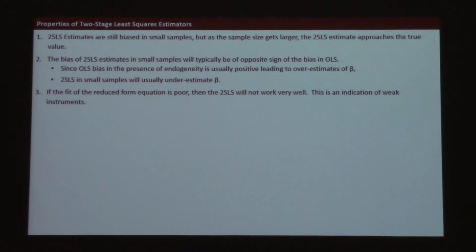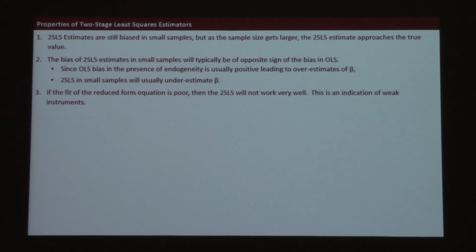Properties of two-stage least squares estimates. In small samples, they're going to be biased. But as the sample sizes get larger, our two-stage least squares estimates are going to approach the true values that we're trying to get to. The small sample bias will be opposite of the bias in OLS. So in OLS, we know that if the error term and the endogenous variable are positively correlated, you're going to get positive bias. The small sample bias will be negatively biased. That's underestimates of U.